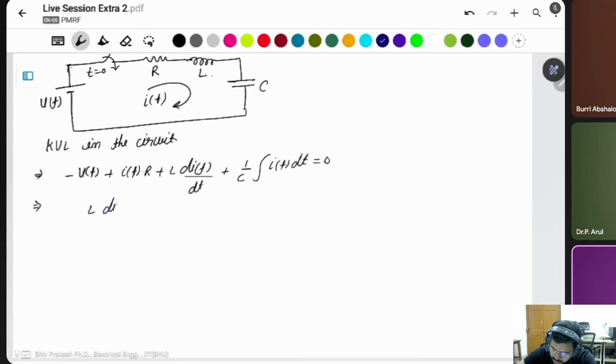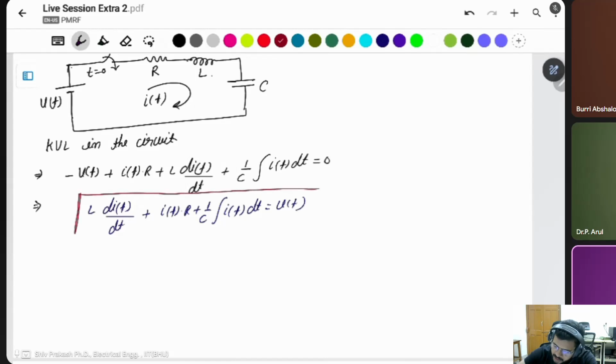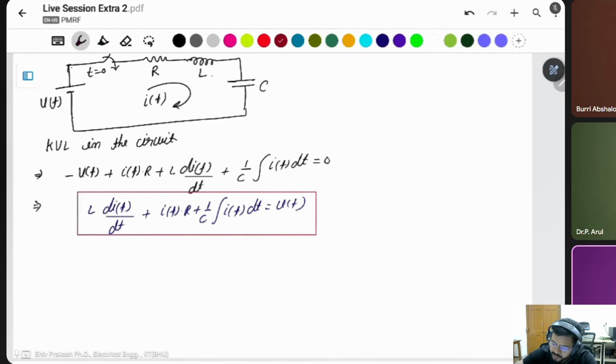L di/dt plus i(t) into R plus 1 by C integration of i(t) dt is equal to V(t). This is the differential equation. How can you solve this differential equation? That is the problem. There are differentiation and integration both present in this equation.